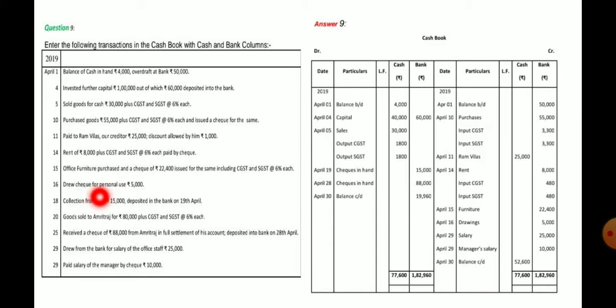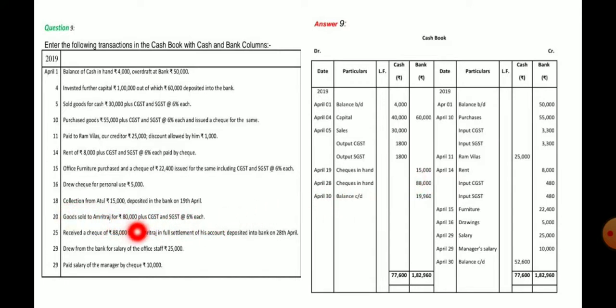Now check for personal use, it will be recorded as drawings, and collection from Atul. So you collect money from Atul and it will be check in hand. Okay, on 19th April 15,000 rupees in bank column.